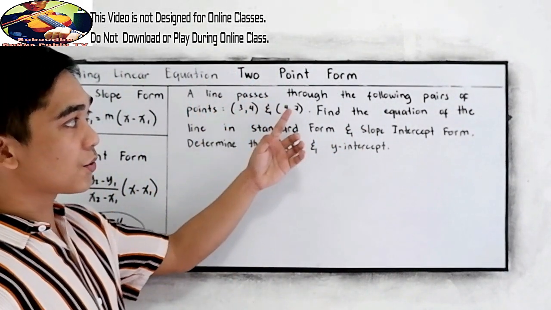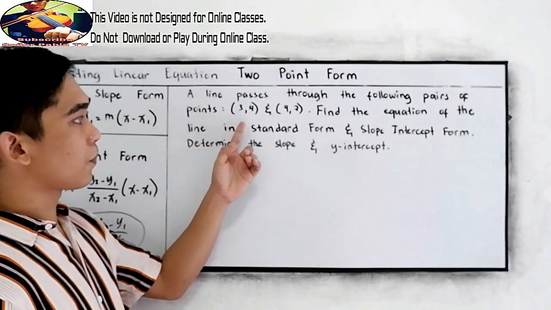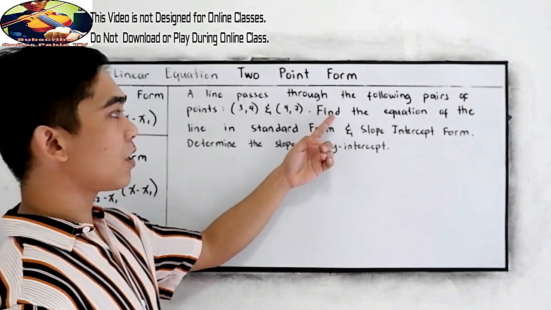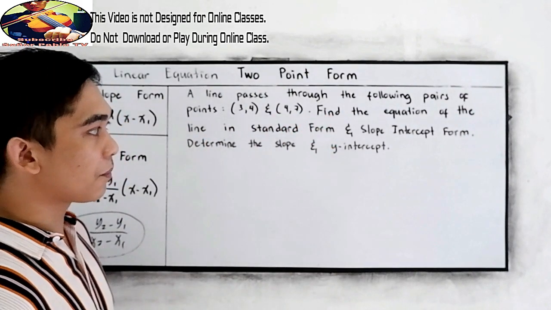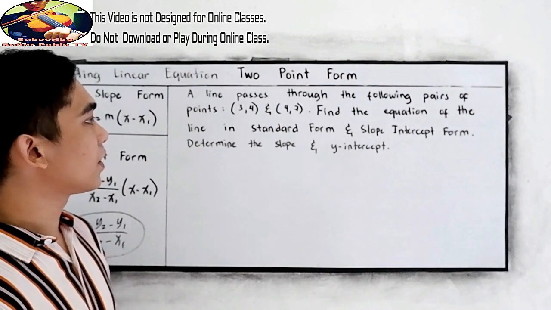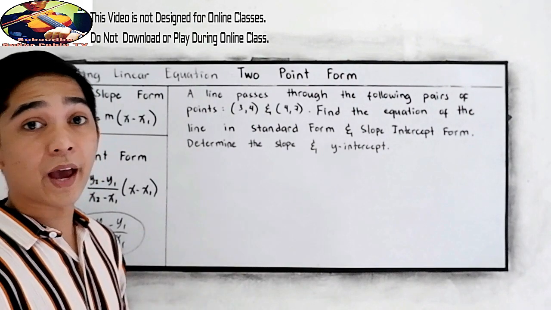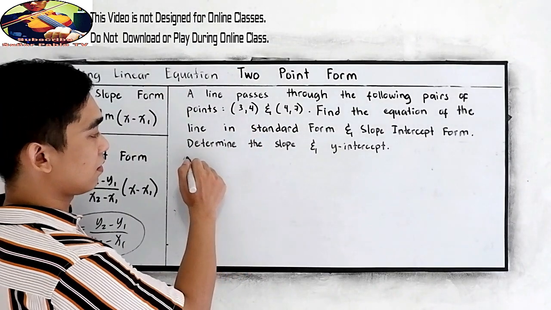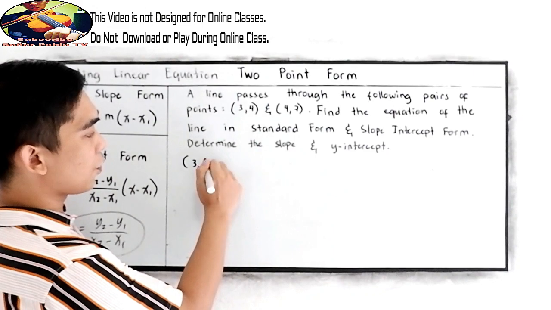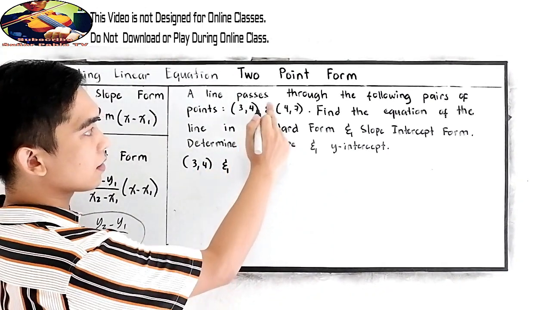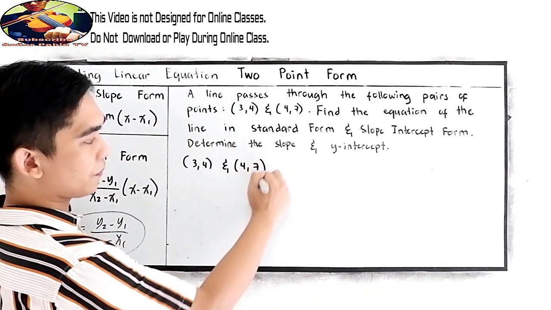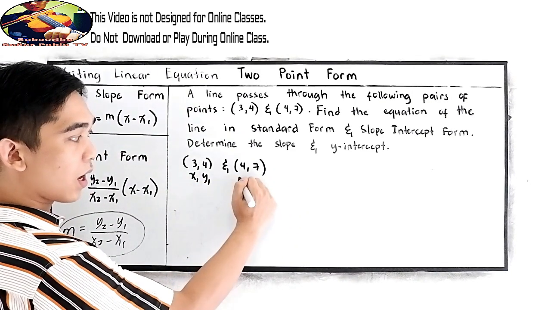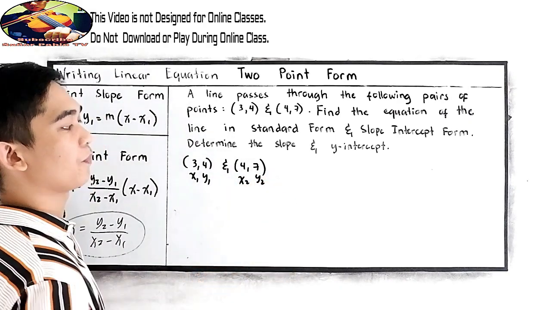A line passes through the following pairs of points: (3, 4) and (4, 7). Find the equation of the line in standard form and slope-intercept form. Determine the slope and y-intercept. So copy the given points (3, 4) and (4, 7). Let us name them as x sub 1, y sub 1, and x sub 2, y sub 2.